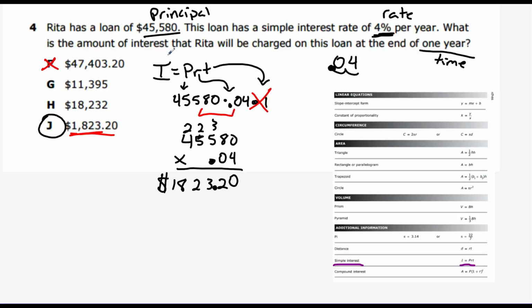So that's how much extra money she would have to pay to take a loan of $45,580 for 1 year. Okay, so use your formula chart anytime you see the word interest, because here's your formula. Maybe compound interest too. I don't think we actually do this in 7th grade. Hopefully. That's a pain.